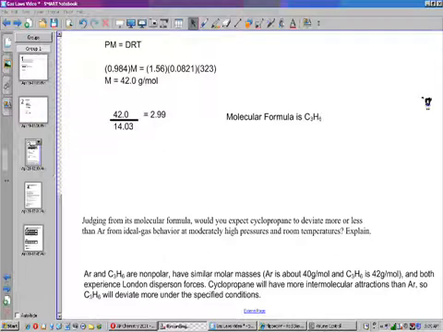However, cyclopropane will have more intermolecular attractions than argon, so cyclopropane will deviate more under the specified conditions. You have to remember that in an ideal gas, there are no attractive or repulsive forces between the molecules. And since cyclopropane has more attraction, that's why it's less like an ideal gas.